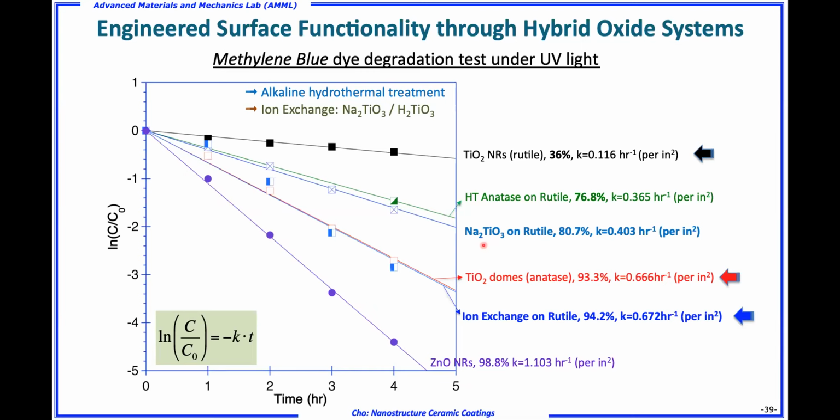And then even with the sodium titanate formation on the shell, we are increasing the dye degradation performance, but the most dye degradation performance can be achieved through this ion exchange process on the rutile nanorod to generate the anatase shell on the surface. So the dye degradation performance is about 94% at 4 hours of exposure. So this is very comparable to the anatase surface.